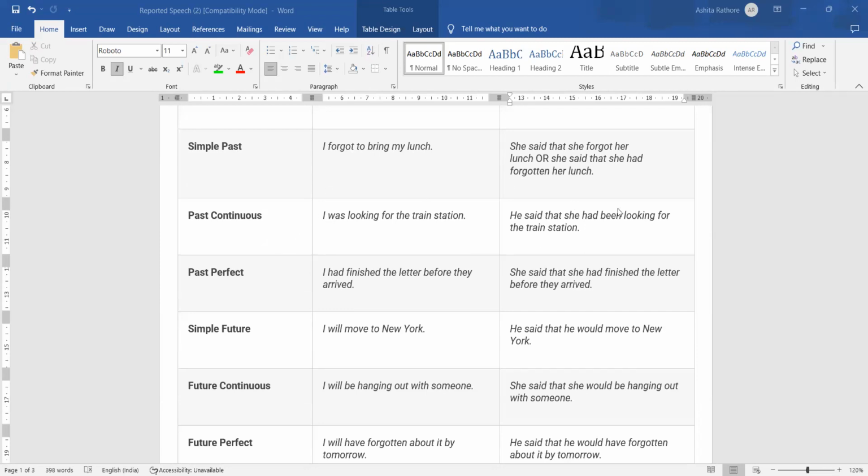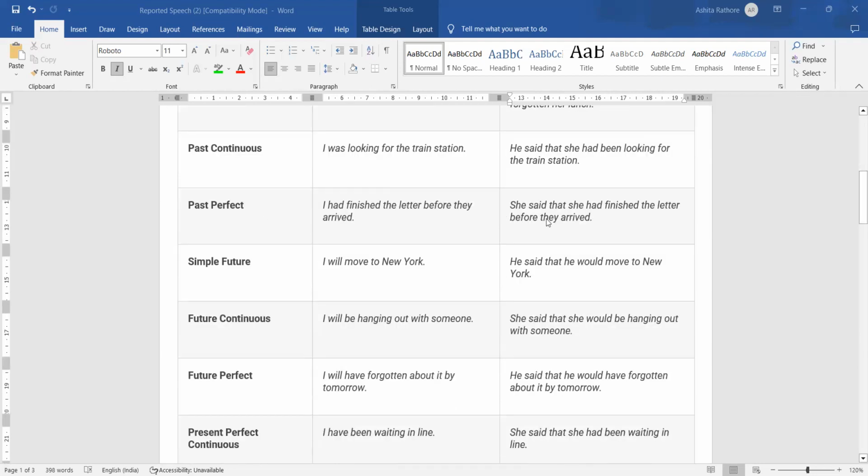Past perfect continuous. Yes, past continuous turns to past perfect continuous. Past perfect is converted to... it remains past perfect. Yes. There is no change in past perfect.